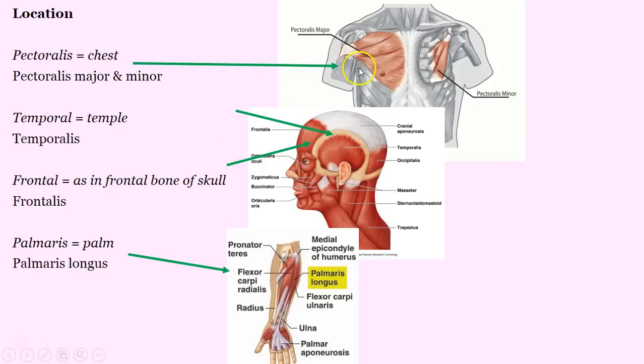Pectoralis means chest, so we have the pectoralis major, and a smaller muscle is the minor. Temporalis, think of temporal over here. Frontal or frontalis, the front. Palmaris, which we can trace back from the hand really. It's the flexor, so palm side, right there, it ends in the palm, and it is long.